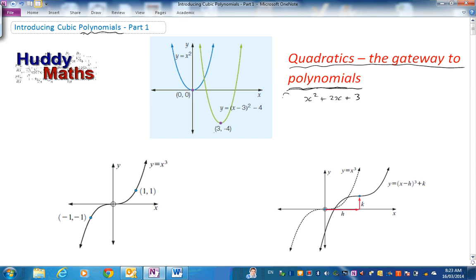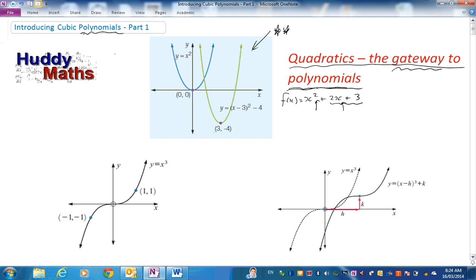A quadratic, a function with many powers of the variable. Okay, so you've got to have more than one power of the variable. So 2x plus 3 is not a polynomial, it's a linear function. So the first one is quadratics, and they are the gateway because quadratic theory, all that we did before over here, and I hope you can remember some of that, can be built upon to build bigger and bigger polynomials.